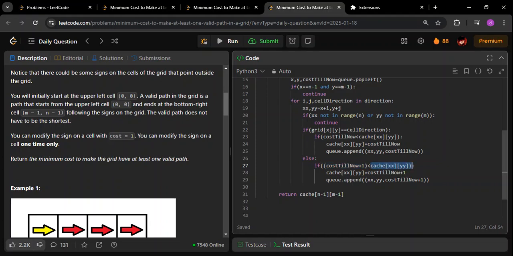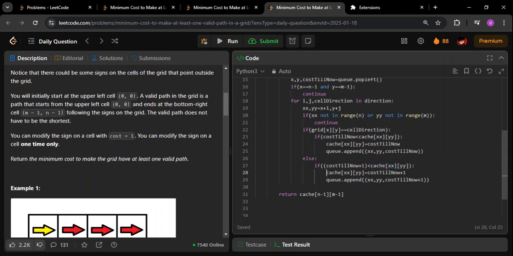If it is less than the cache value, only then I am going to visit that node again. If it is not the case, then I'm not going to visit that node again. The idea is very simple. If I already visited that node, I should not visit it again with a higher cost. Otherwise it will be like an endless loop, right? I hope you're getting this point, right?